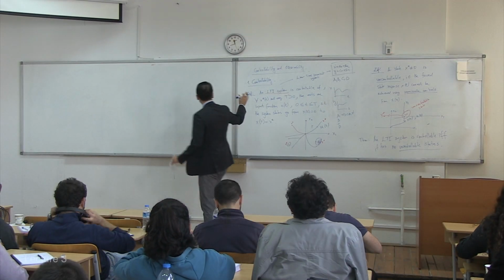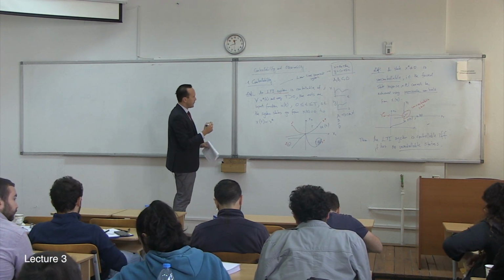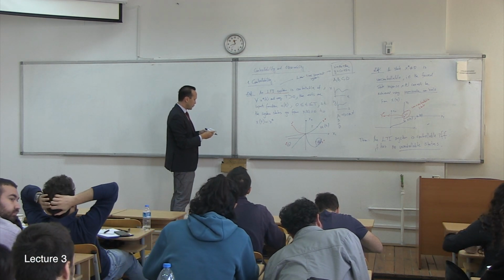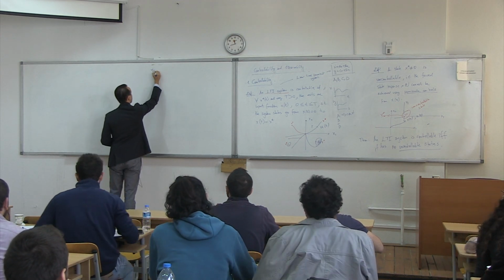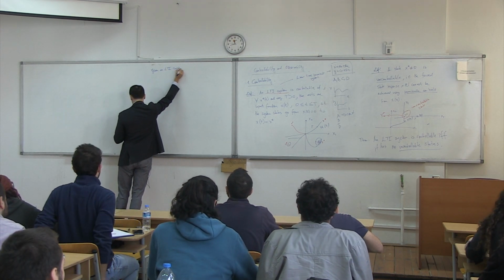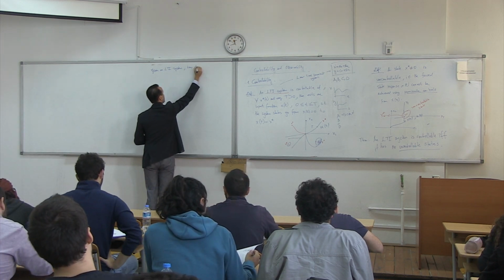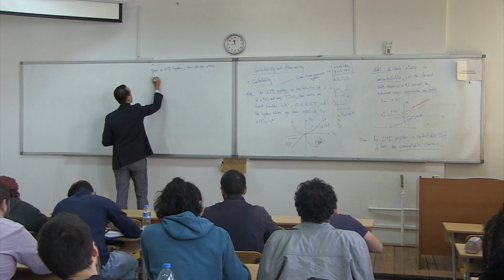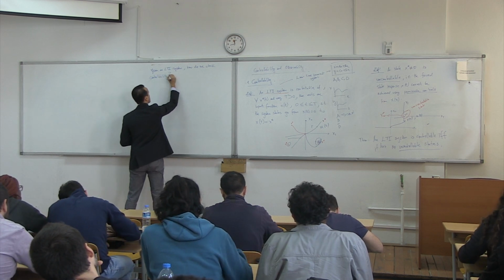So let's say I have a system like this, and we look at controllability. My question here is, given an LTI system, how do we check controllability?